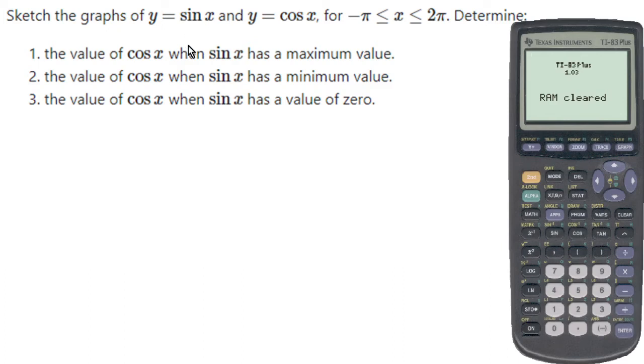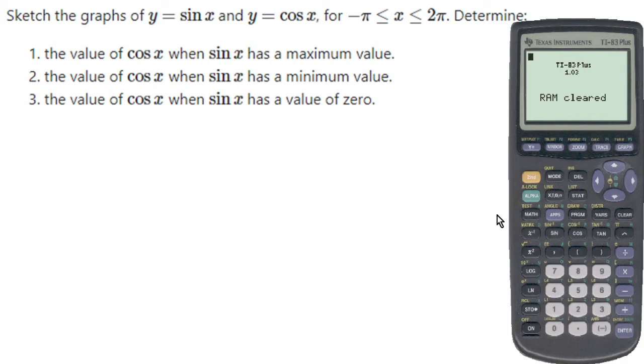Sketch the graphs of y equals sine of x and y equals cosine of x for x greater than or equal to negative pi and smaller than or equal to 2 pi. And then we have some questions we want to answer here. Now, we are going to graph this using our graphing calculator.